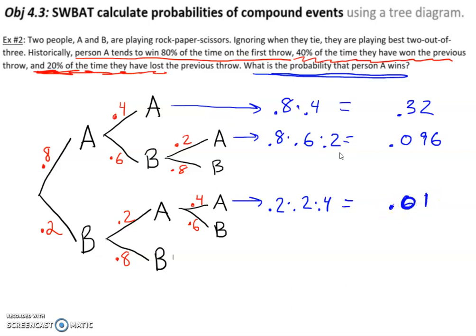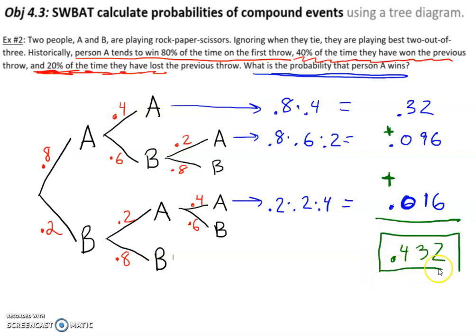And then finally, to get the total probability that A wins, we just need to add all these together. So when we do that, 0.32 plus 0.096 plus 0.016, we get 0.432. So there's a 43.2% chance that person A wins this match.